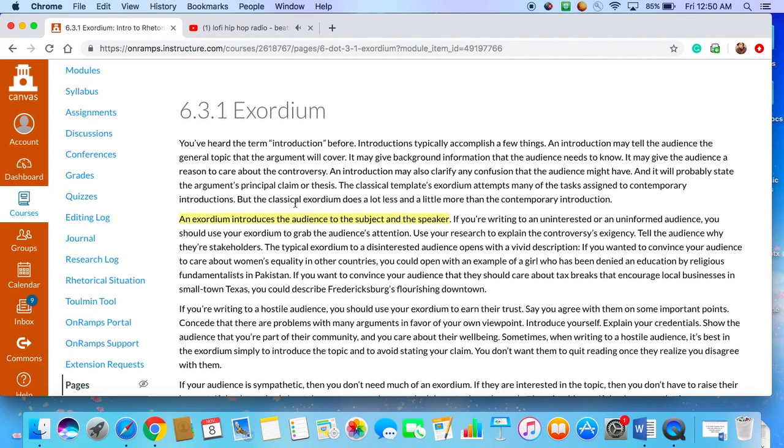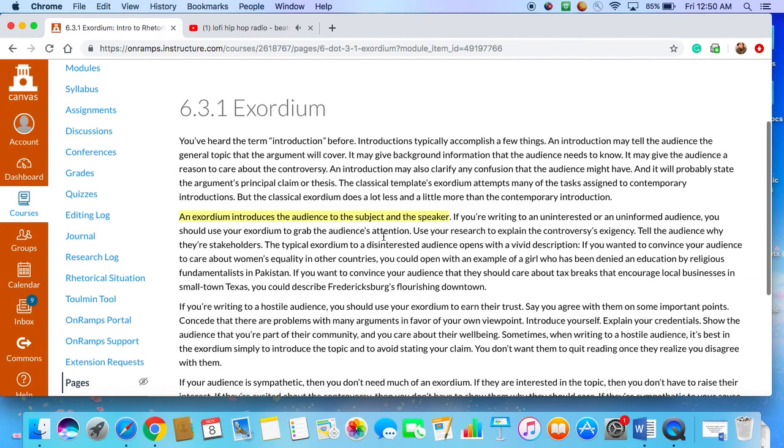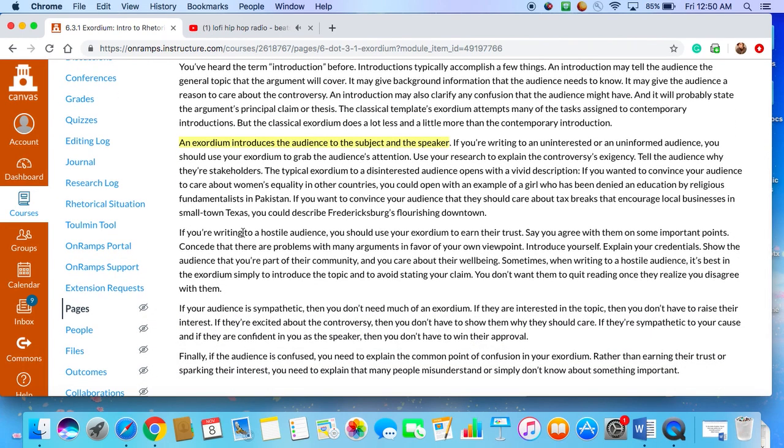So you need to make sure you tailor it to your audience, because what you're doing, like I said, is introducing the audience to the subject. So for example, if you're writing to a hostile audience, you want to use the exordium to gain their trust.